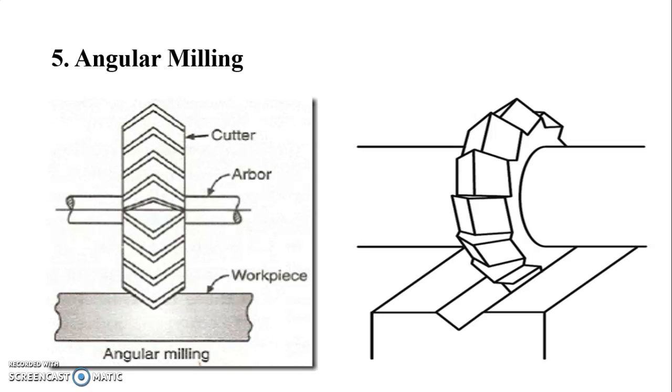Next, that is the diagram of angular milling. So angular milling is a milling of flat surfaces which are neither parallel nor perpendicular to the axis of milling cutter. So in angular milling operation, a single angle or double angle milling cutter is used for this operation. So a double angle milling cutter is shown in this diagram. So milling dovetail, V-shaped screw is the example of angular milling operation.